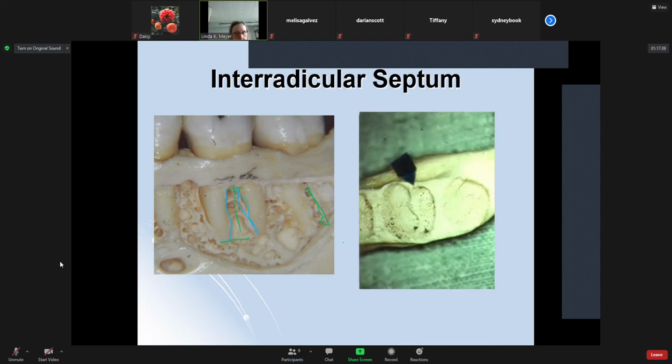If I look from a superior view, I'm just going to change back to the same color. Where the two tooth roots would fit on either side of this, and right here from a superior view, I can see the interradicular septum.